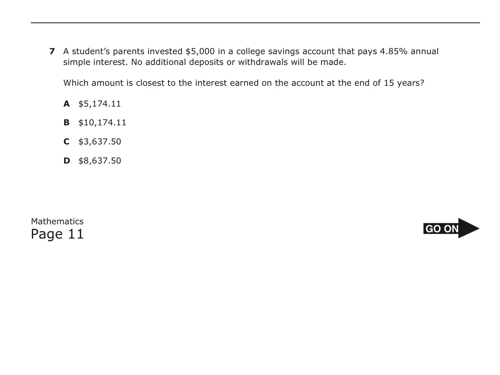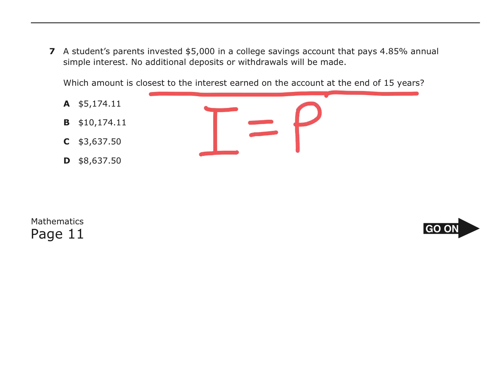Problem number 7. A student's parents invested $5,000 in a college savings account that pays 4.85% annual simple interest. No additional deposits or withdrawals will be made. Which amount is closest to the interest earned at the end of 15 years? So we're looking for interest. And we already know that the interest is PRT: principal times the rate times time.